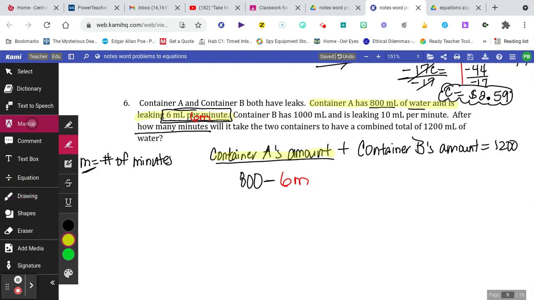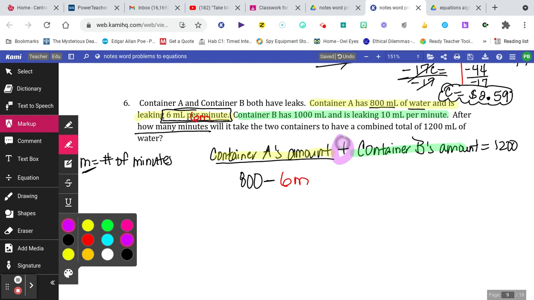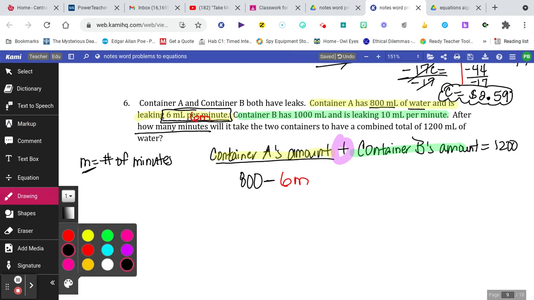Okay, now let's go on and look at container B. Container B has 1,000 milliliters, but it's leaking at 10 milliliters per minute. So that's pretty simple to set up. I'm going to bring my plus sign down. Let's do that, and then write for container B. For container B, I am going to start off with 1,000, and it's leaking at 10 milliliters per minute. So that's 10 and M going together. For every minute, 10 milliliters come out, so they go together.